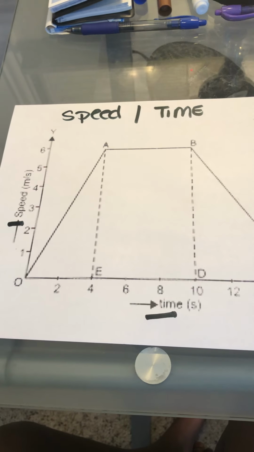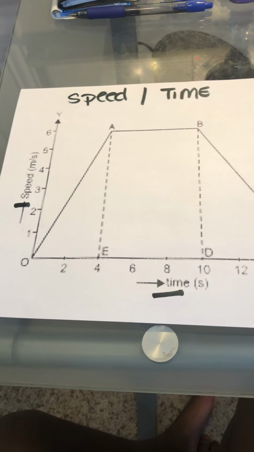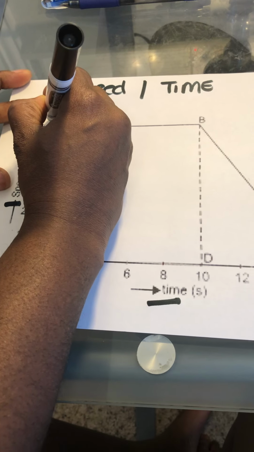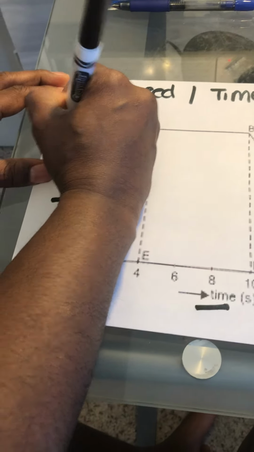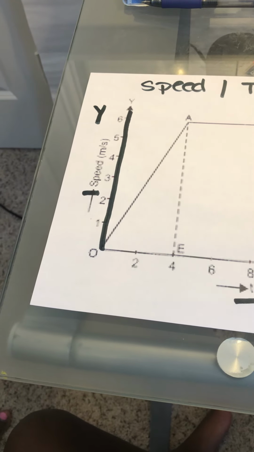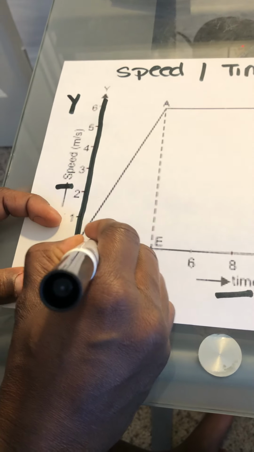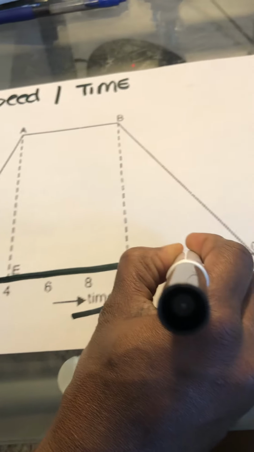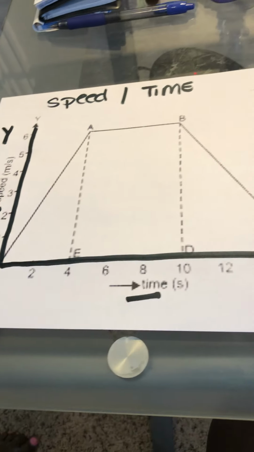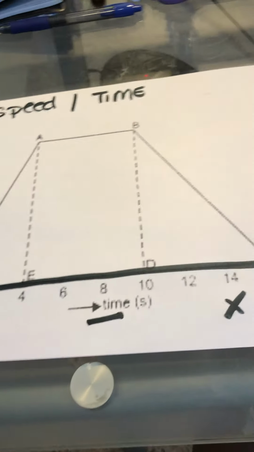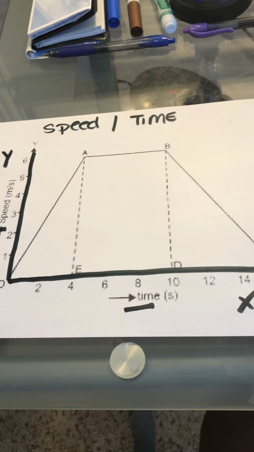The next thing we're going to do is identify our axes. We know that going up and down here is our y-axis. Then going horizontal or across, we have our x-axis. So we have our y and our x-axis. Now we're going to identify the intervals that are being used.